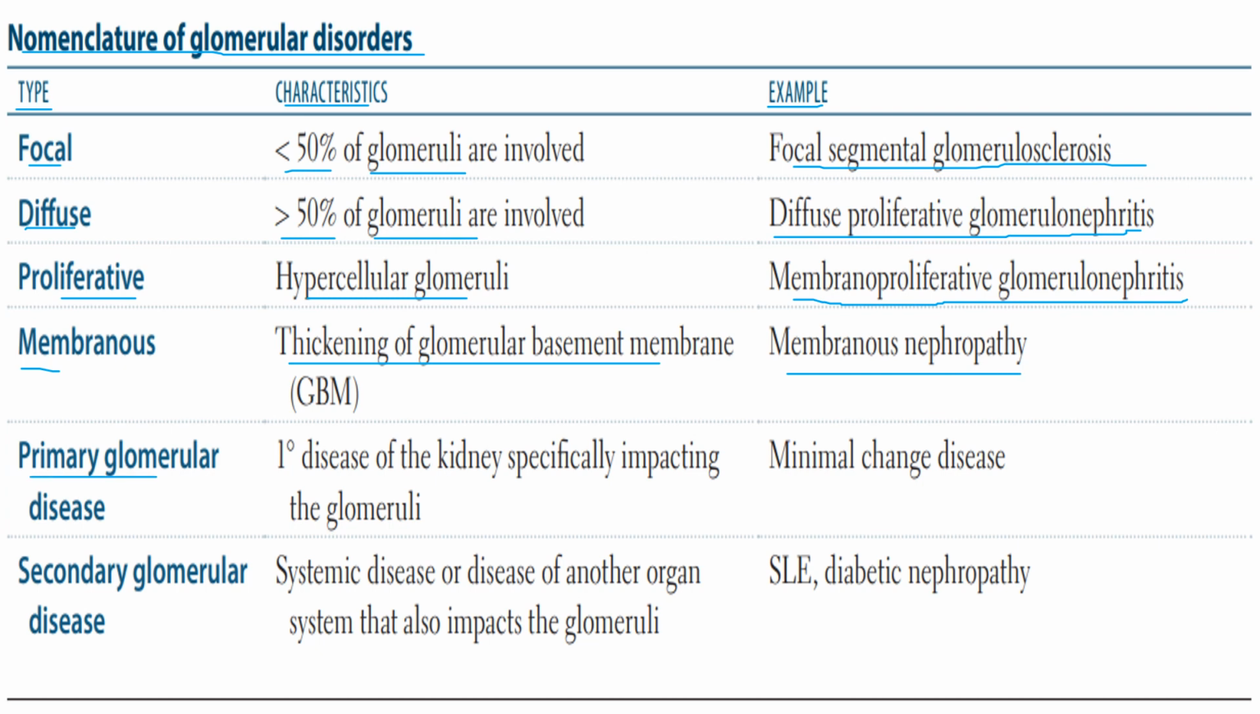Primary glomerular disease is a primary disease of the kidney, specifically impacting the glomeruli. Its example is minimal change disease. Secondary glomerular disease is a systemic disease or a disease of another organ system that also impacts the glomeruli. Examples are SLE or diabetic nephropathy.